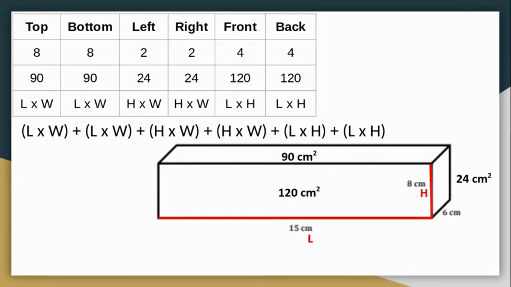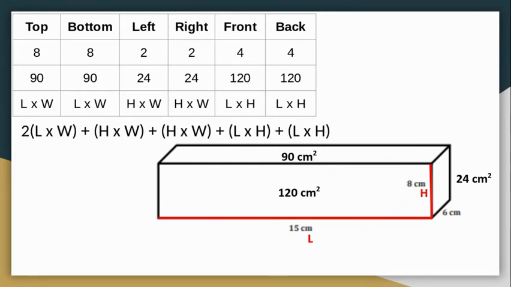I remember from our work with the distributive property that we were able to combine like terms like this. Instead of adding the quantity of length times width and the quantity of length times width, I can simply multiply the quantity of length times width by 2. This begins to simplify our formula and make it far more useful. Let's do this with other like terms in the formula.